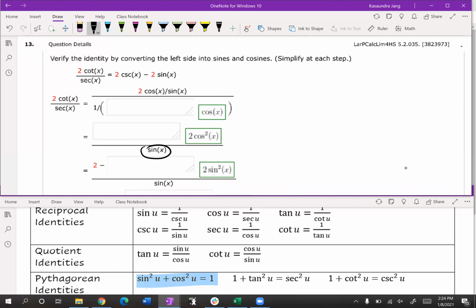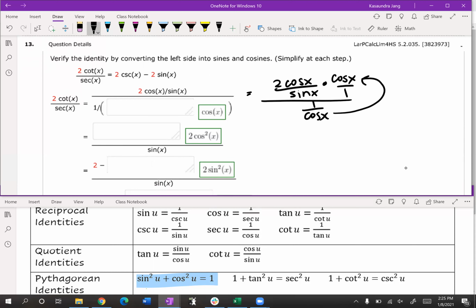So I think personally, I like to write my fractions like this, 2 cosine of x over sine x, and that was all divided by a 1 over cosine of x. So I like to see it that way personally, because then, instead of dividing by the fraction, I'll turn it into multiplying by the reciprocal. So I'll multiply by cosine of x over 1 instead.